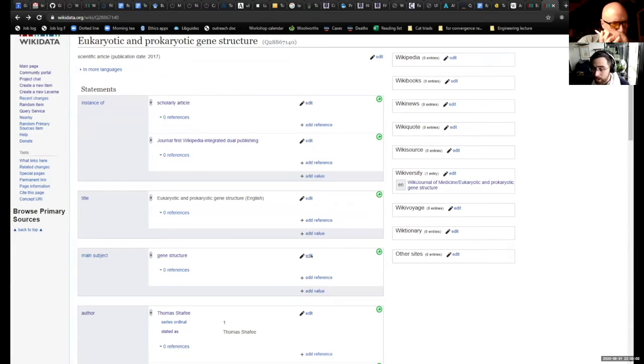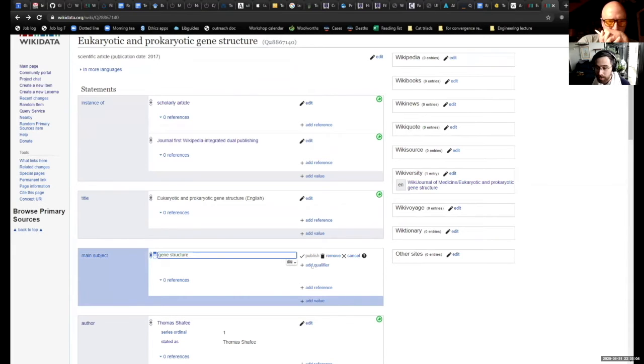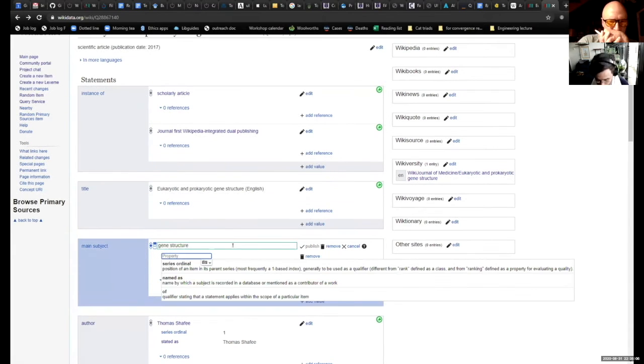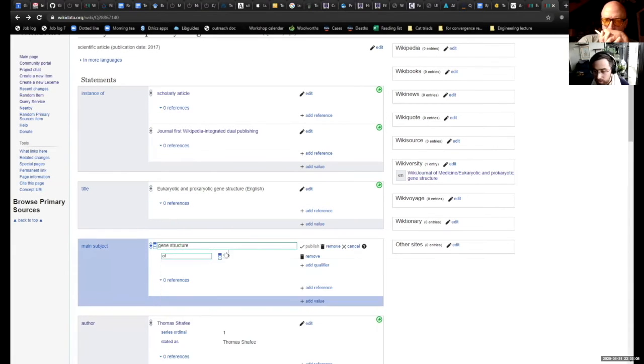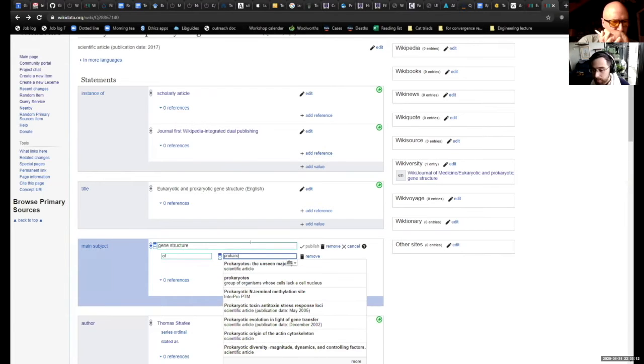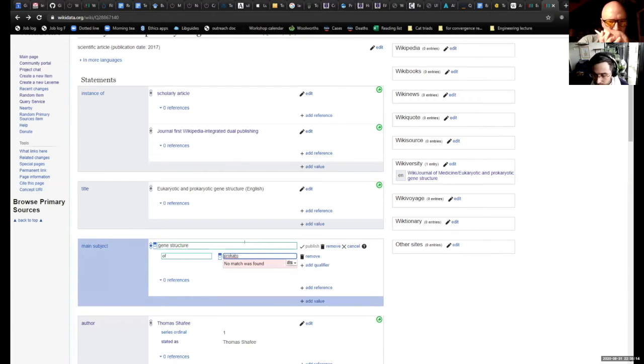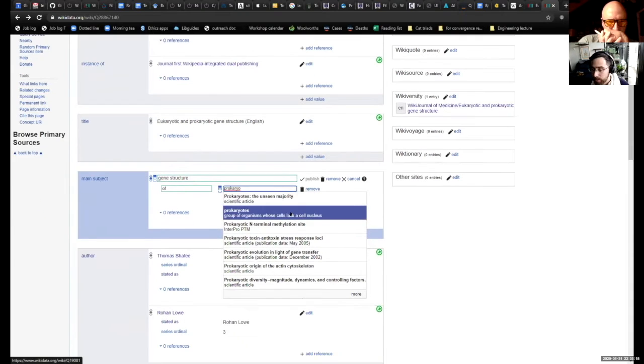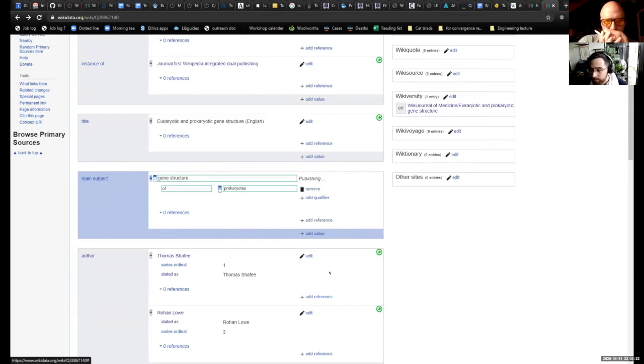So I might actually say, well, this is not just about the gene structure, this is about the gene structure of prokaryotes, a group of organisms whose cells lack a nucleus. Yep, that's the type of prokaryote I meant. Publish. And it's also about a second thing.